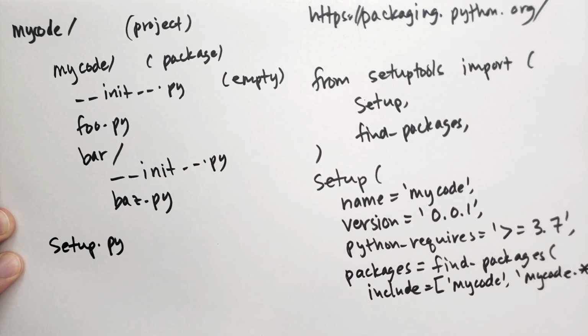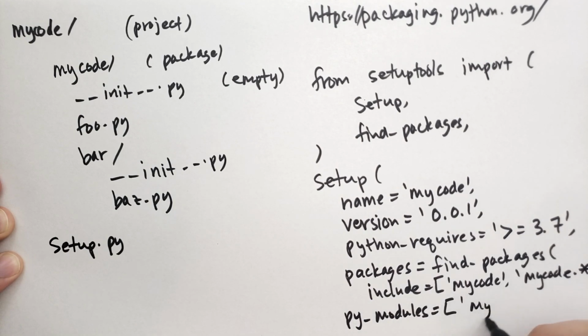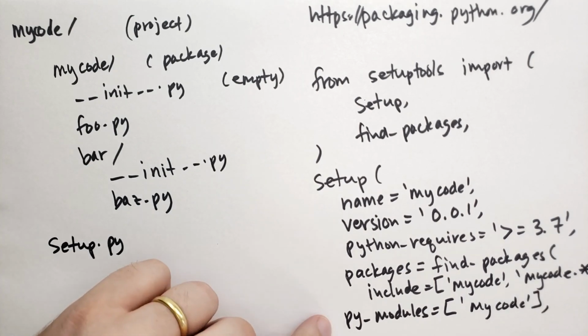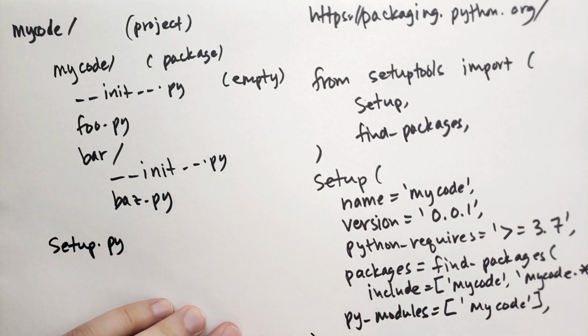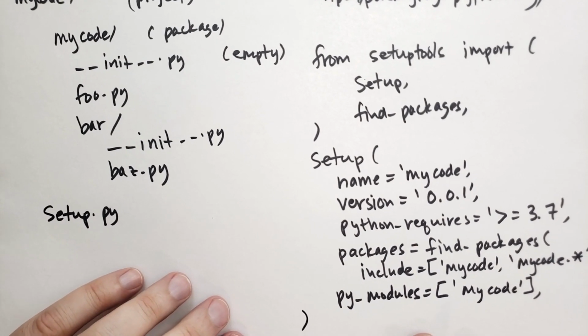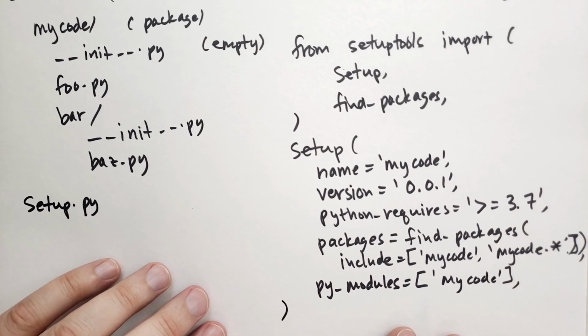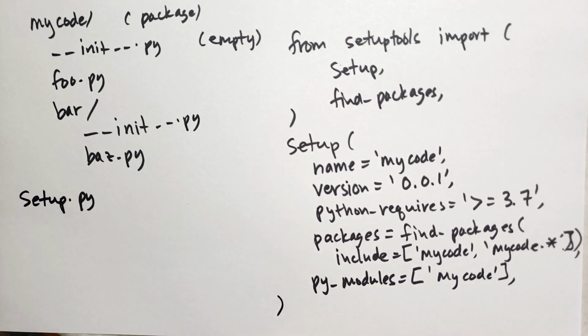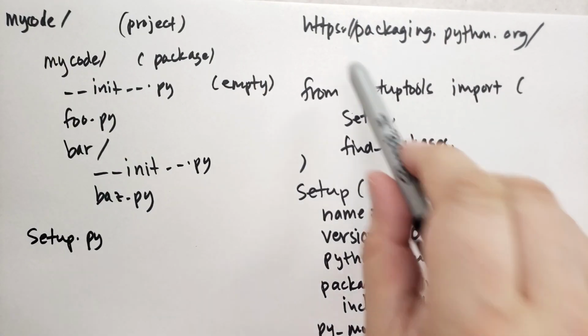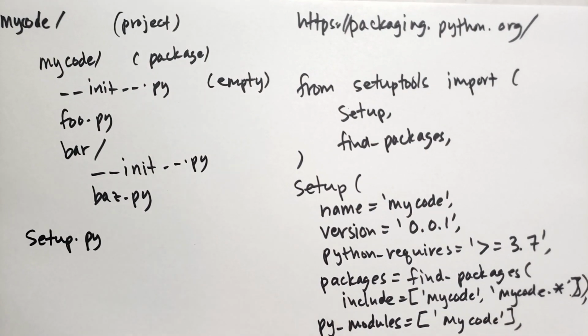Close that off. Close off the parentheses. But if we just have a single module or multiple modules, we would just do py_modules and we'd list them out. So in this case, we would just have mycode. Typically, I use one or the other, but not both. And that, let's close all this off. So that is a very basic setup.py that you can use for your code. Again, go to packaging.python.org. They'll give you recommendations, tell you how to do things, and give you details about what the parameters actually do.